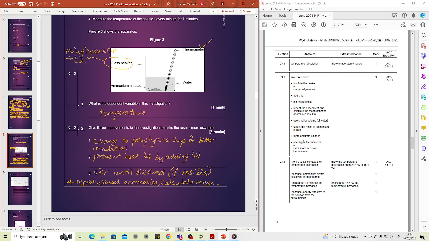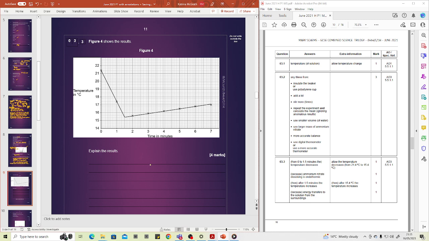Okay, and then it's got some other things that it's saying, like using a smaller volume of water or a larger mass of ammonium nitrate so that you get a bigger temperature rise, basically. More accurate balance, digital thermometer, just be careful. Those are actually to do with precision as well. So change errors in the method first before you start cracking into trying to find better levels of measuring apparatus.